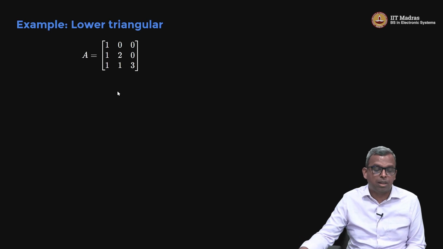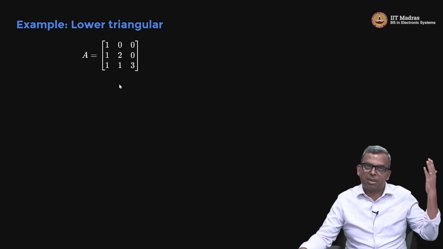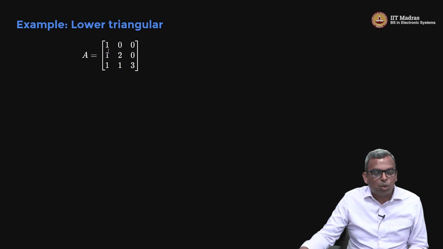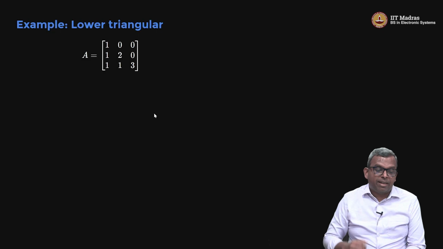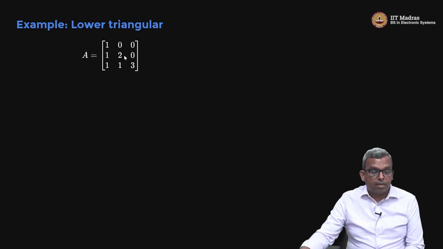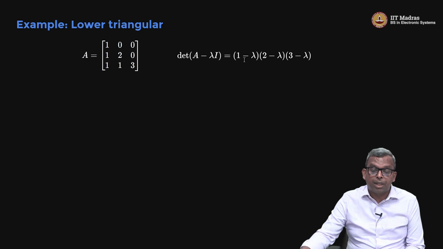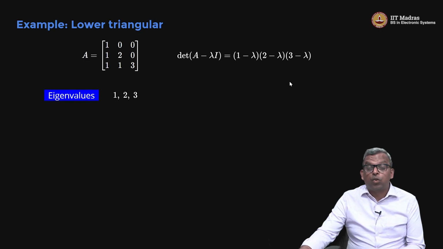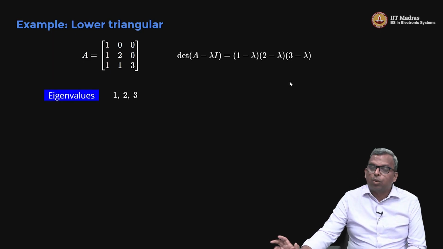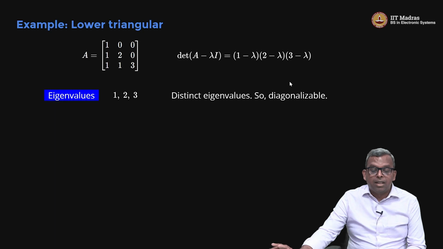Here's a very simple matrix that of course represents a linear transformation. You've got 1, 2, 3 on the main diagonal. For this simple matrix, finding eigenvalues is quite straightforward. You have to look at the determinant of A minus lambda I, and that will end up being (1 minus lambda)(2 minus lambda)(3 minus lambda). It's quite easy to see. So the eigenvalues are 1, 2, 3. You have 3 distinct eigenvalues, so from your conditions, you know immediately that this is a diagonalizable matrix.